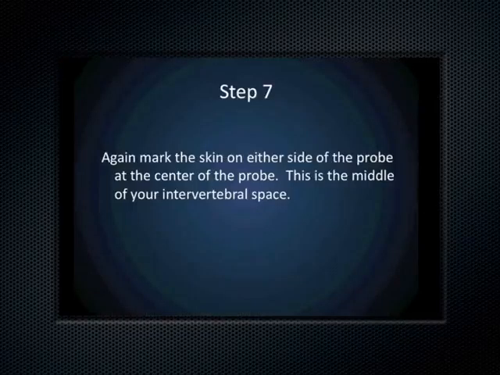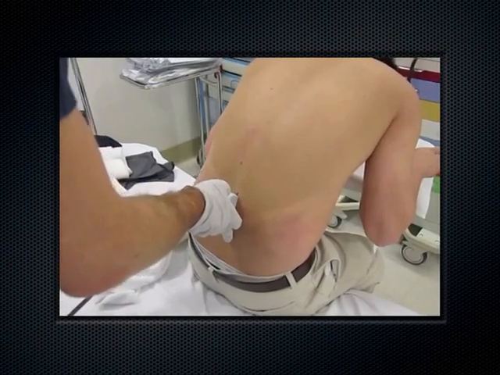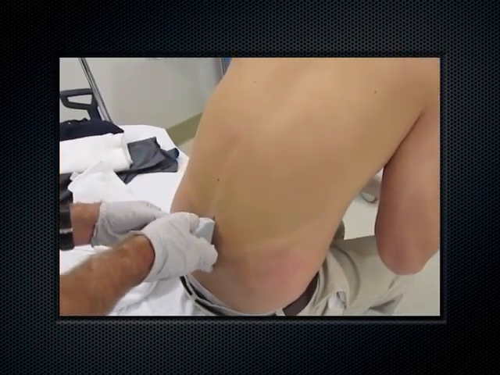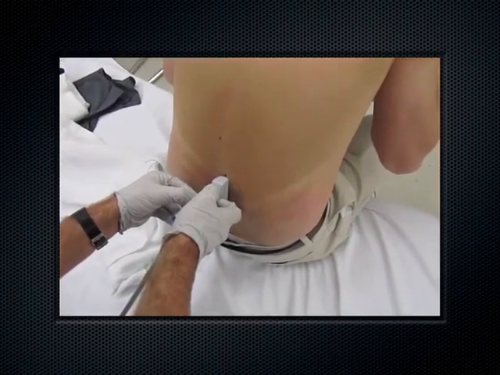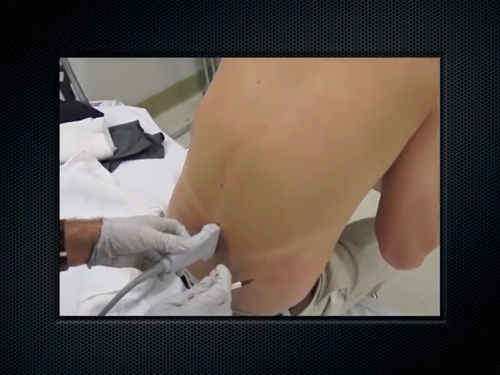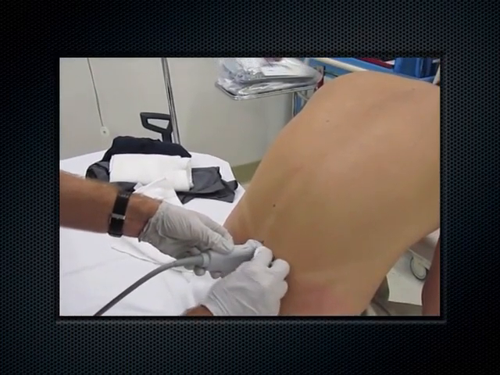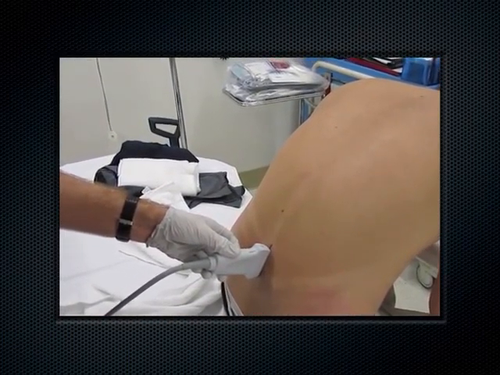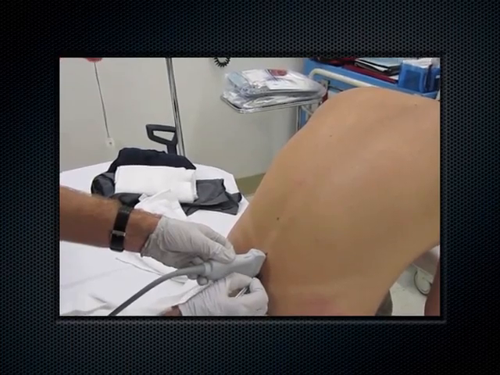Once you have an appropriate image, you are now going to mark the skin on either side of the probe again, as you did before. Again, these marks should be right in the middle of the ultrasound probe on either side of the probe. When you remove the probe, these lines will now indicate where the intervertebral space is.